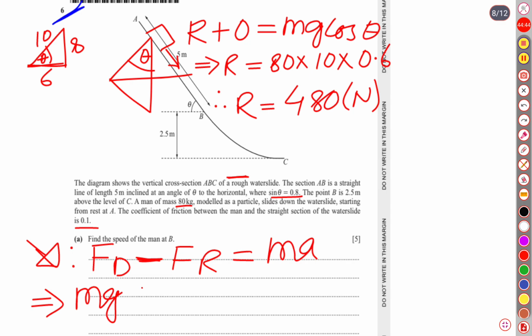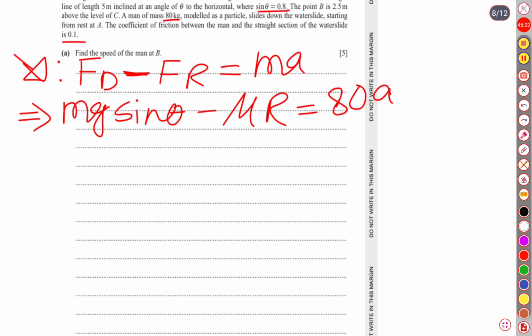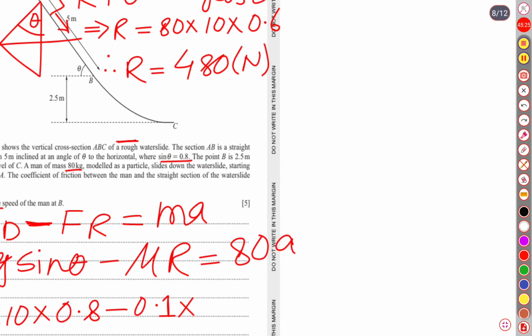Driving force is mg sin theta, and frictional force is mu R. The mass of the person is 80, and the acceleration is to be obtained. If we substitute the values, mass of the person is 80, into acceleration due to gravity 10, and sin theta is 0.8, minus the frictional coefficient mu, which is 0.1, and we have just got that our normal reaction is 480 Newton.